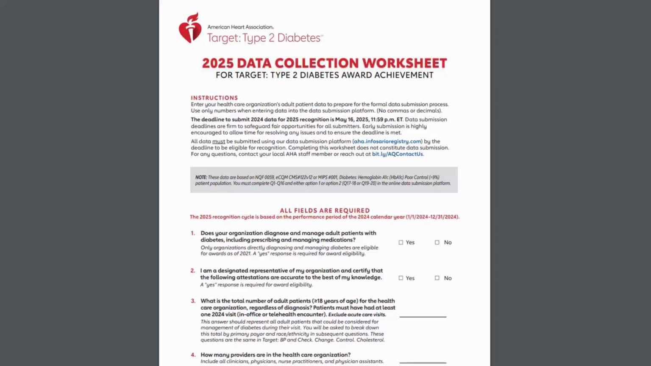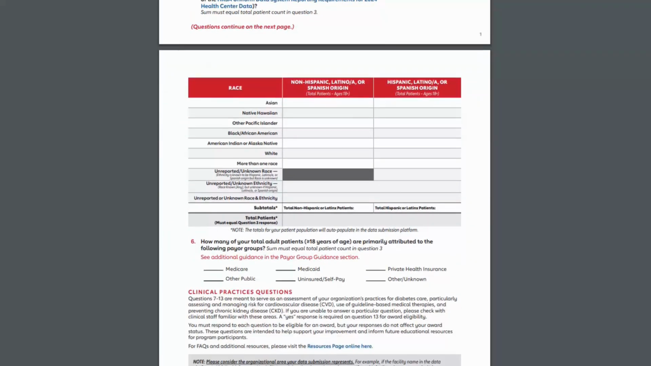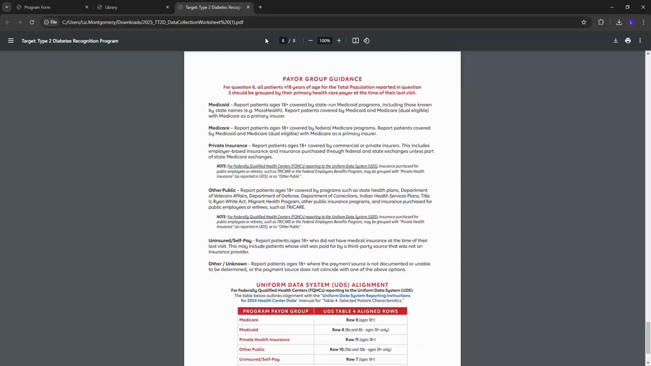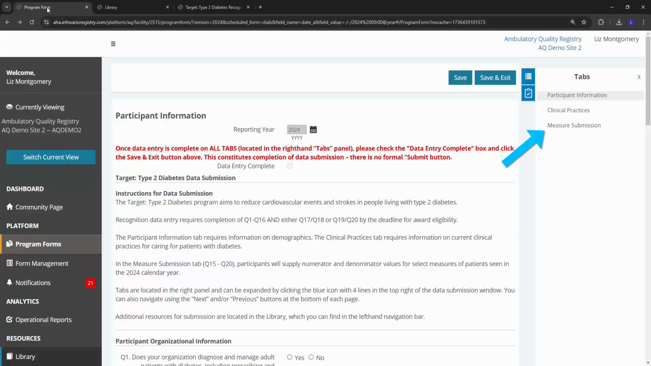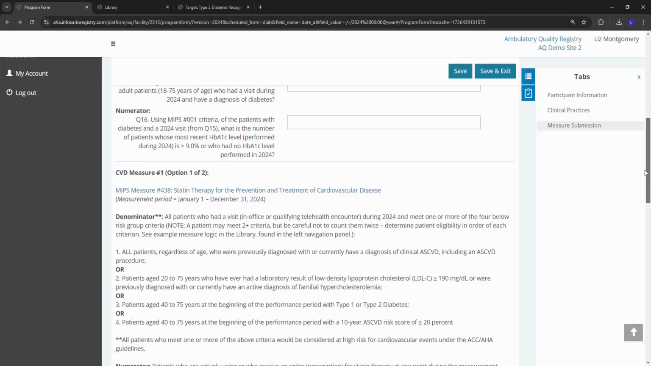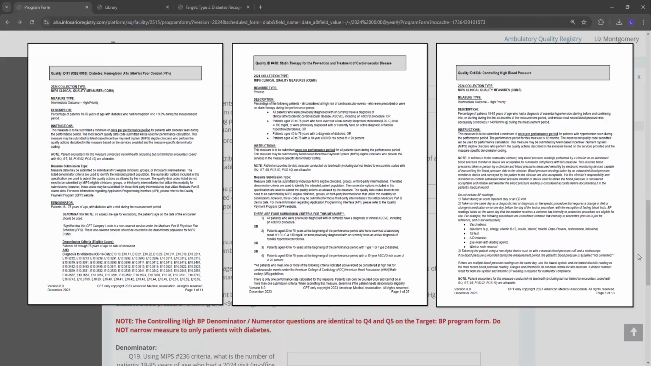The worksheet contains additional guidance on how to answer each question, especially for question 6, which asks for that patient breakdown by their primary payer. Scroll down to the final page to see detailed guidance. You can also use the official measure specifications for each measure, which you can find by navigating back to the program form and opening the Measure Submission tab, then clicking the link for MIPS 1, MIPS 438, or MIPS 236. Here are what those measure specifications look like.